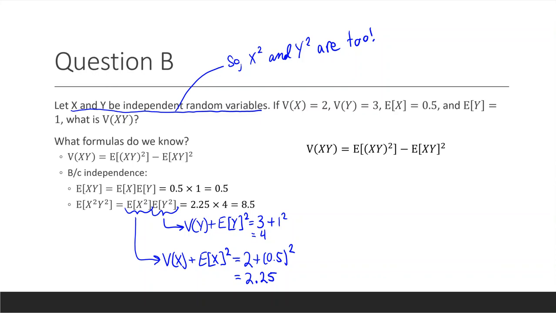Plugging in what we've computed so far, this is 8.5 minus 0.5 squared, which is 8.5 minus 0.25, which is 8.25.